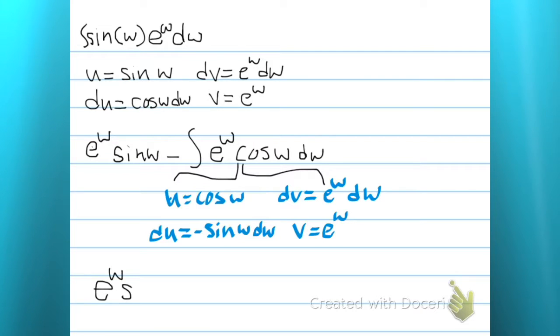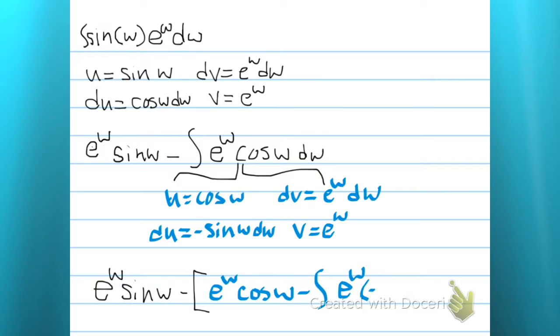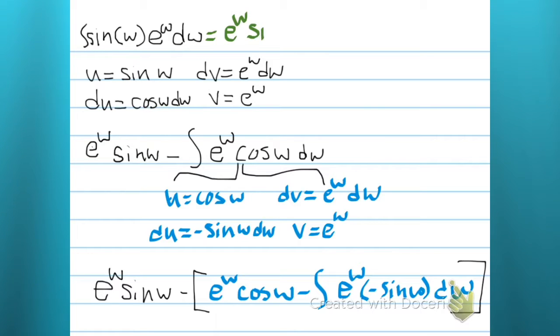Now we sub that stuff in there. So I have my e to the dub sine dub. I bring that on down. Minus then that blue part, that's uv minus the integral v du. Let me just clean this up here. So our integral now becomes e to the dub sine dub minus e to the dub cos dub minus the integral e to the dub sine dub d dub.